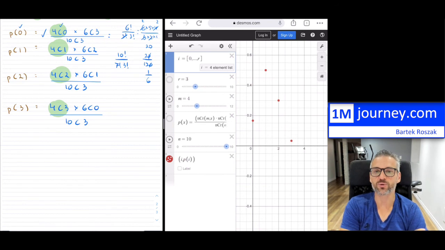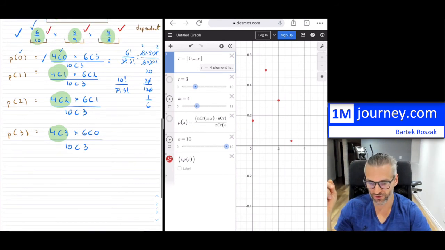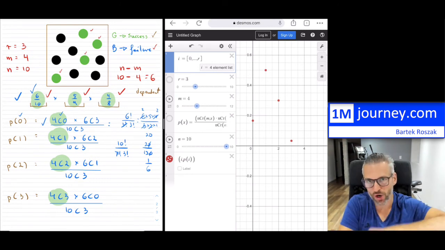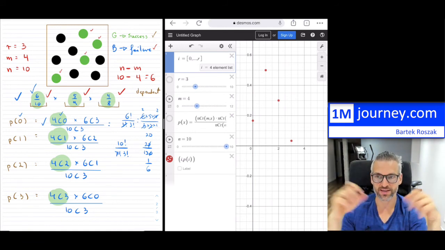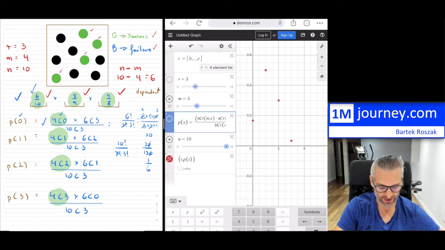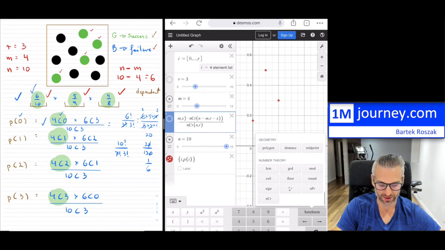So I said N is the total number of elements, where R is the number of trials. Our number of trials is 3. We're picking 3 balls randomly out. M is the number of successes. For us, the success was the green ball, so I put it as 4. And within here, you can actually choose out of the functions. You'll find it within the functions button. For me, it's all the way at the bottom, under number theory. So n choose r.